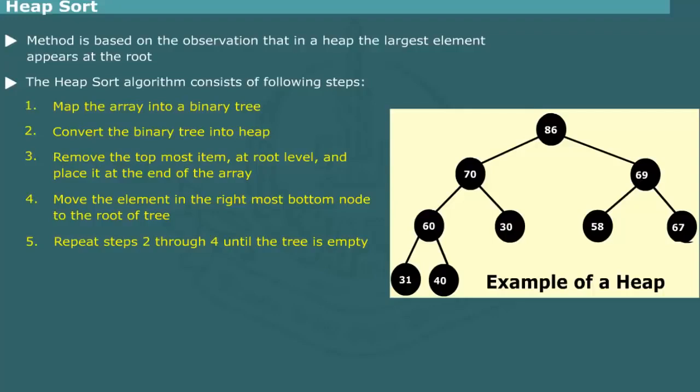Quite obviously, the two main steps are mapping the array into a binary tree structure and converting the binary tree into a heap. We first examine these steps in some detail. Mapping array to binary tree.